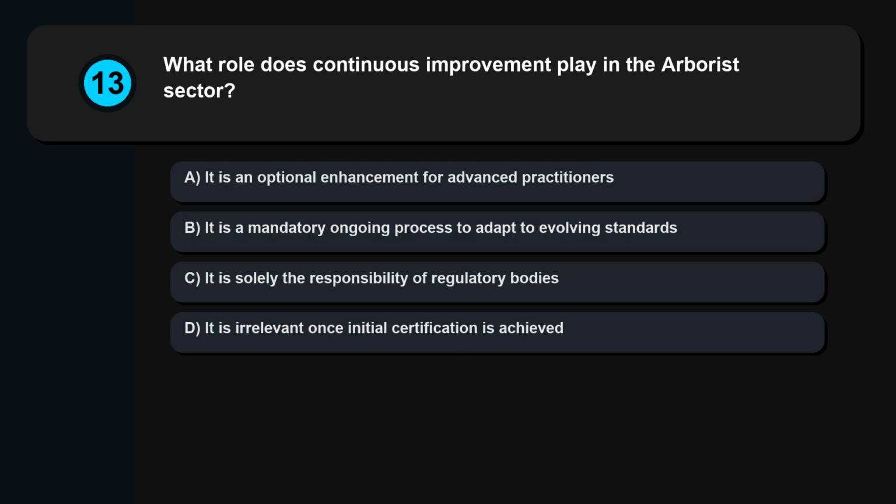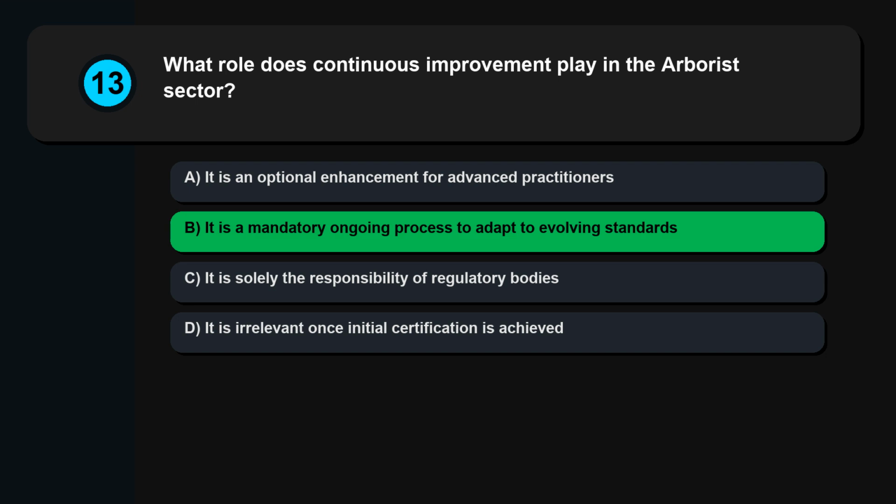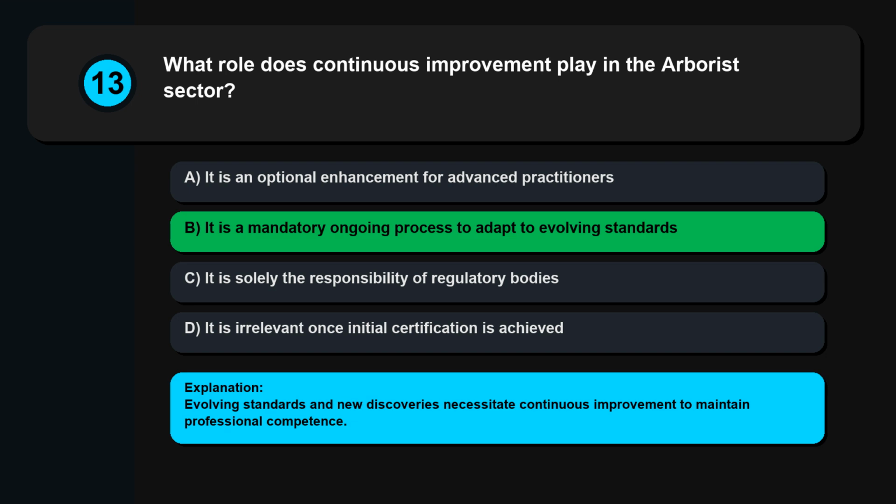Question 13. What role does continuous improvement play in the arborist sector? It is an optional enhancement for advanced practitioners. It is a mandatory ongoing process to adapt to evolving standards. It is solely the responsibility of regulatory bodies. It is irrelevant once initial certification is achieved. Evolving standards and new discoveries necessitate continuous improvement to maintain professional competence.